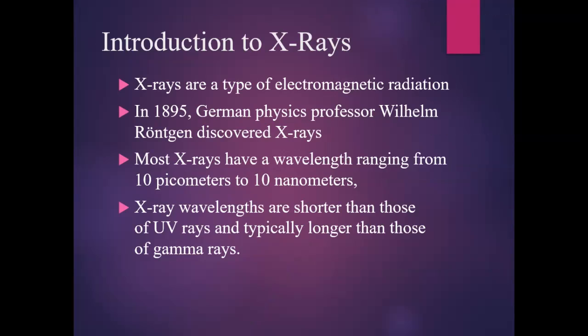X-rays, as you all know, are a type of electromagnetic radiation which was discovered by William Roentgen in 1895. These are electromagnetic radiations whose wavelength is very small as compared to visible light, that is of the order of 10 raised to the power minus 10 meter or 1 angstrom, and most X-rays have a wavelength ranging from 10 picometer to 10 nanometer. In X-rays, wavelengths are normally shorter than those of ultraviolet radiation and typically longer than those of gamma radiation.